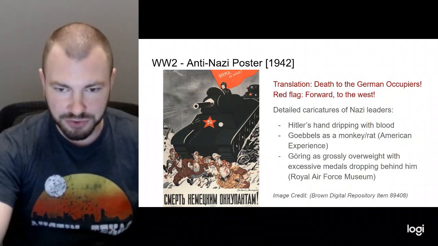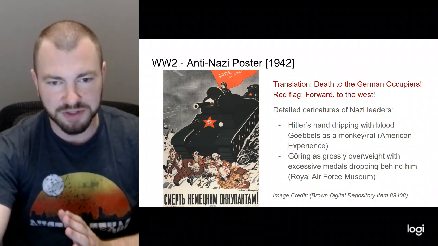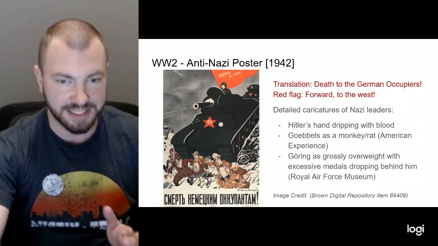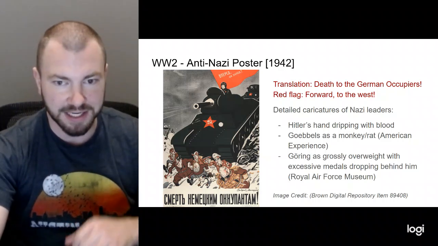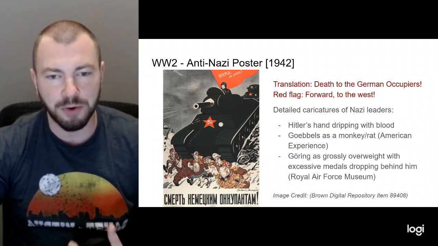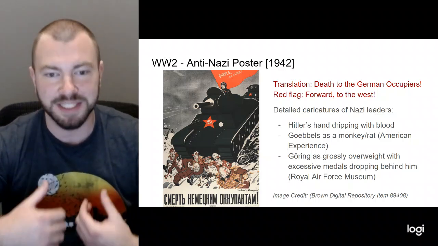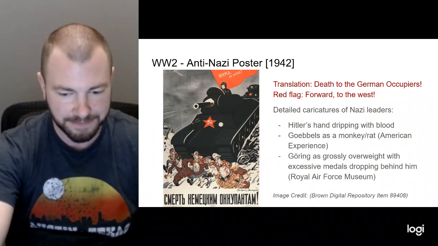And the cultural context for this as well is that 1942 was the first major Soviet victory against the Nazi invasion. So they had successfully pushed back an assault against Moscow. And propaganda at the time would have been focused on rallying support for this, to continue the war effort and keep pushing the Nazi invaders back.